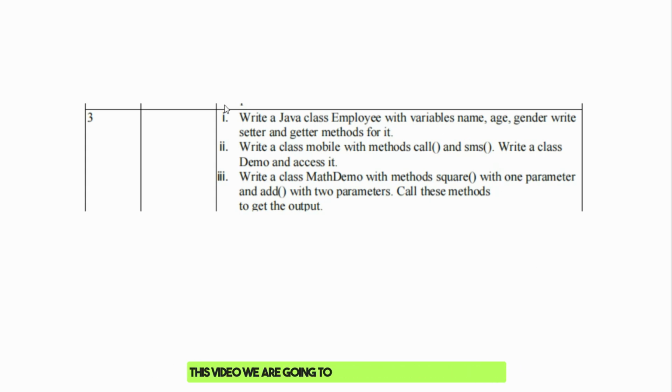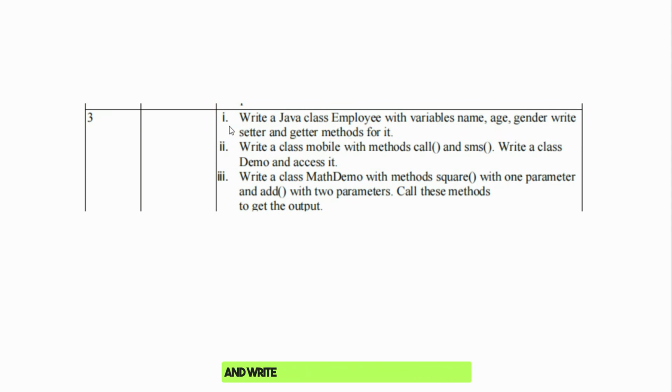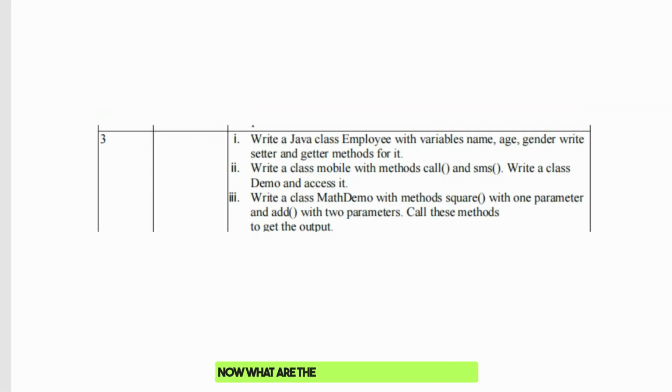In this video we are going to focus on practical 3 series. The first one is: write a Java class Employee with variables name, age, gender, and write setter and getter methods for it. Now what are these setter and getter methods?